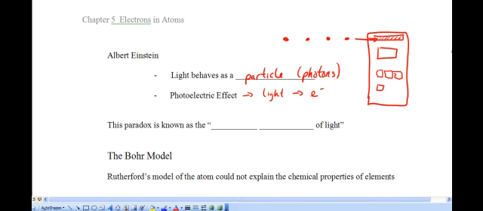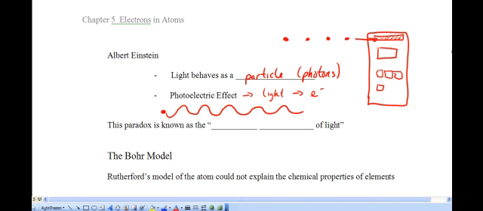Now, here's a problem. Light cannot behave as both a wave and a particle in terms of a model. The two models do not coexist well together. They're actually in competition to one another. The fact that light behaves as both a wave and a particle does not mean that you have a particle that oscillates through space, something like that. Alright? These are two competing models.